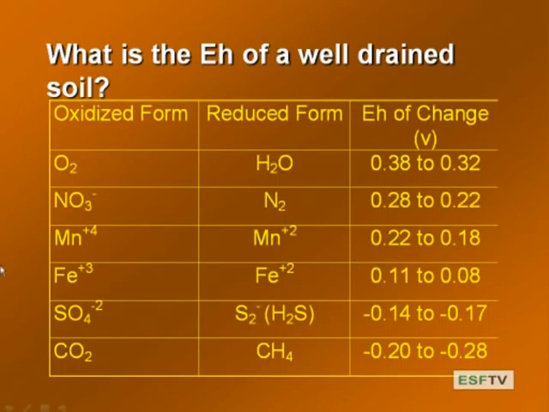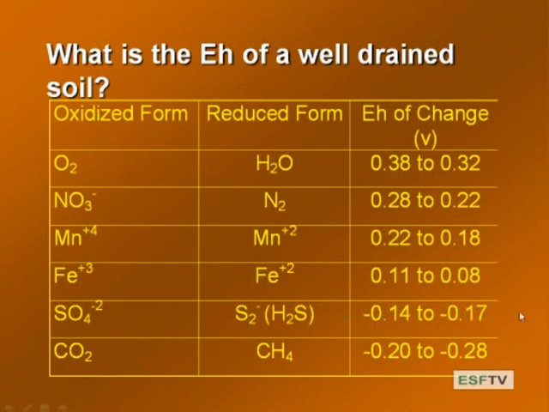So what's left to get electrons? It jumps down to the next thing, iron +3. Iron +3 accepts electrons, and all the iron +3 is converted to iron +2. This is in the range of 0.11 to 0.08 volts. Once we exceed that range, all the iron is reduced to +2. What's left cascades down, and now we're down to sulfate. Sulfate is reduced to sulfide, S2-, and hydrogen sulfide. Now we're in the range of 0.14 to 0.17, but negative.